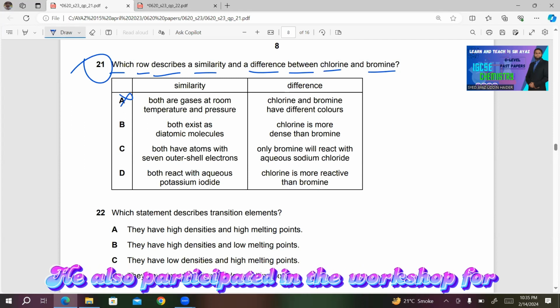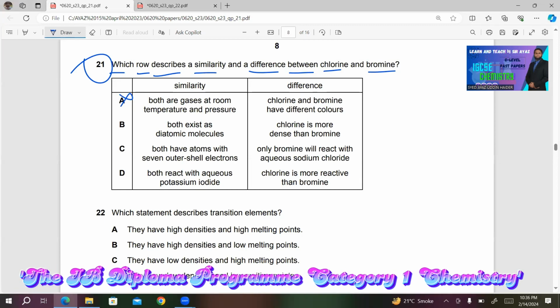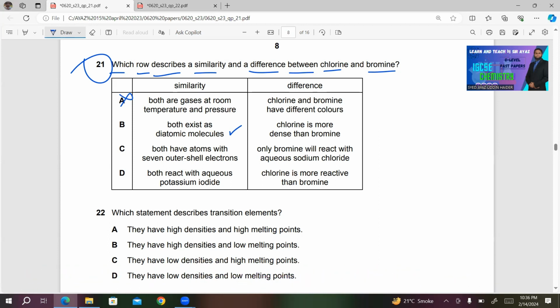B. Both exist as diatomic molecules. Chlorine is more dense than bromine. Well, both exist as diatomic molecules. This statement is correct, but chlorine is less dense than bromine. The reason is that chlorine is gas and bromine is liquid, which means that chlorine has lower density than bromine. So this statement is also incorrect.